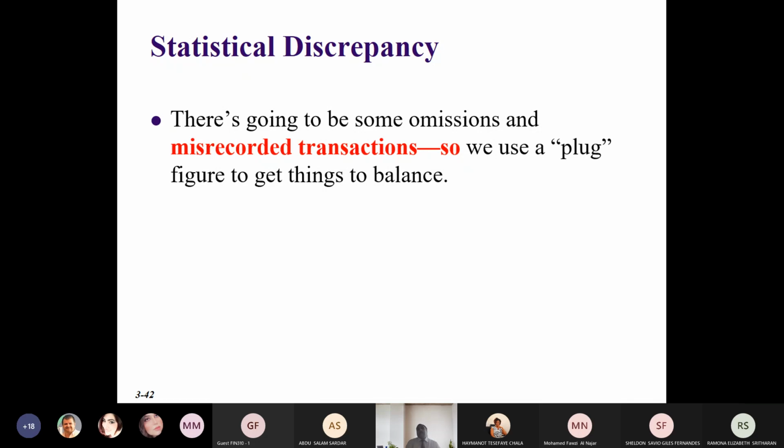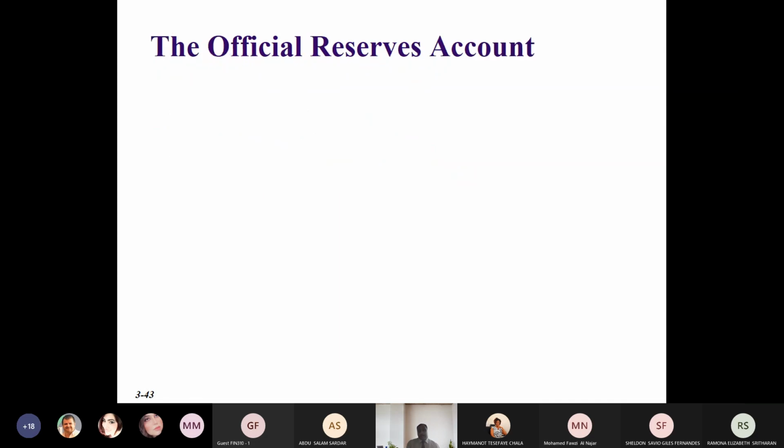It's not always possible for every government to keep the record of each and every import and export. Some of them might go missing. You don't have the record for some of them. And that creates an imbalance in your current account and capital account. So these records are maintained in a separate register, which is called statistical discrepancy.